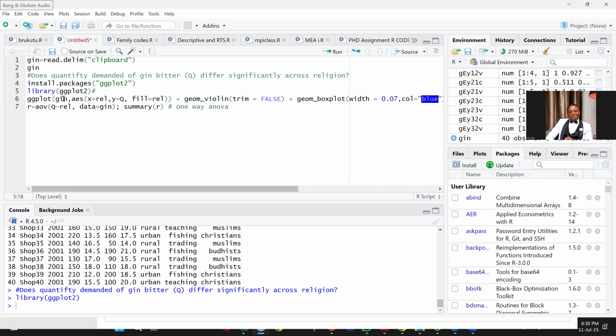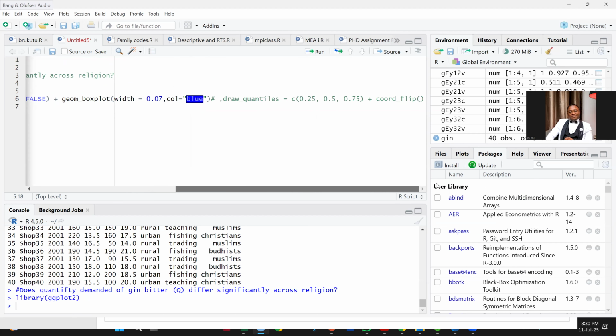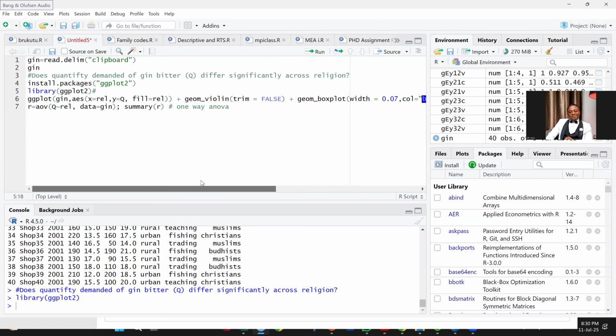So after you've installed, we can run something. We can run a graph. This graph is a beautiful graph to show the relationship of religion: how quantity demanded changes across religion, how Akpeteshi changes across religion. The name of the data is gene. So you type ggplot, brackets, gene.